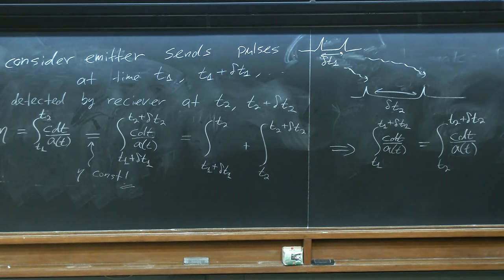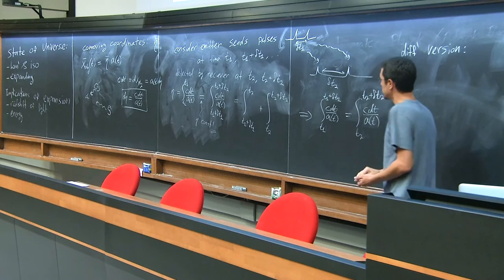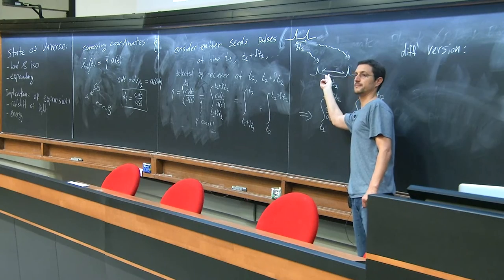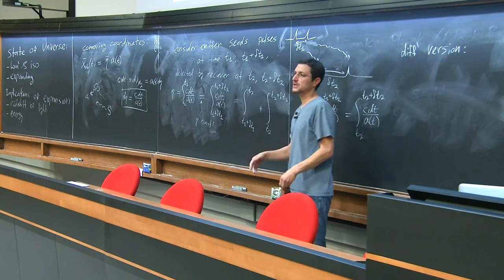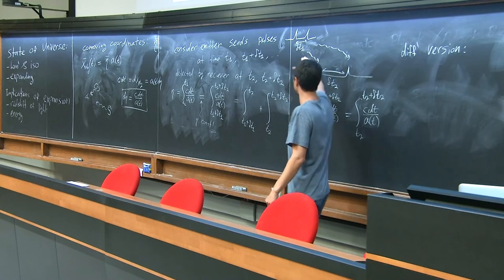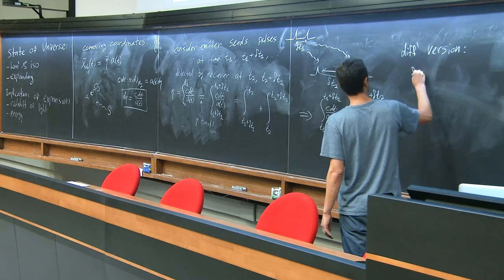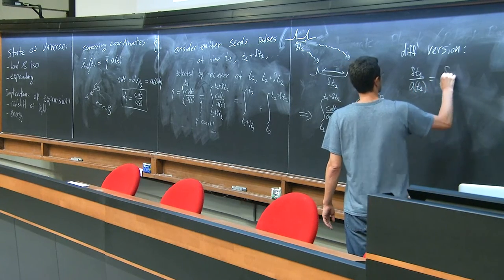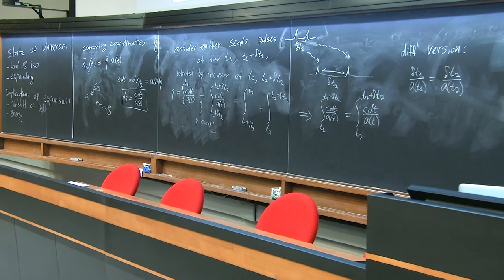And it has a differential version, which is, imagine that we take this little interval between the emitted pulses to be very small. In that case, at the receiver point, really space-time has no time to expand between the little pulses. All the expansion happens during the propagation. And that is the differential version, and it says that delta t1 over a of t1 is equal to delta t2 over a of t2.